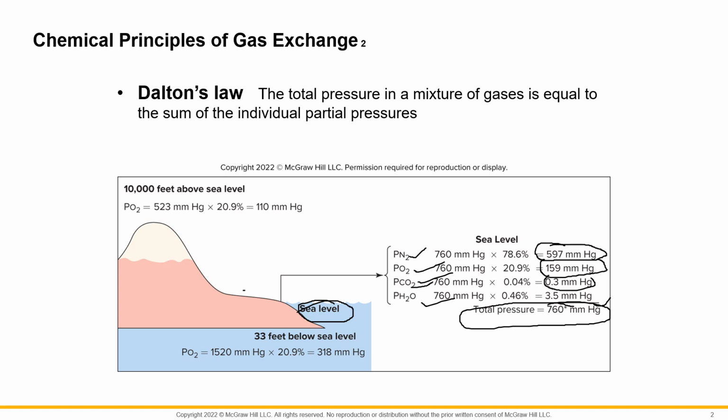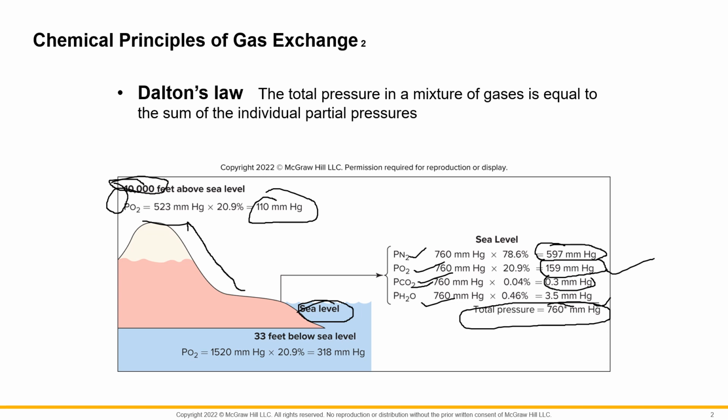So as you go up in altitude, so now you are here, which is about 10,000 feet above sea level, the partial pressure of oxygen has gone down significantly. So at sea level, it was 159 millimeters of mercury, and at 10,000 feet, it is about 110 millimeters of mercury. So the implication here is that as you increase in altitude, gas becomes less pressurized.